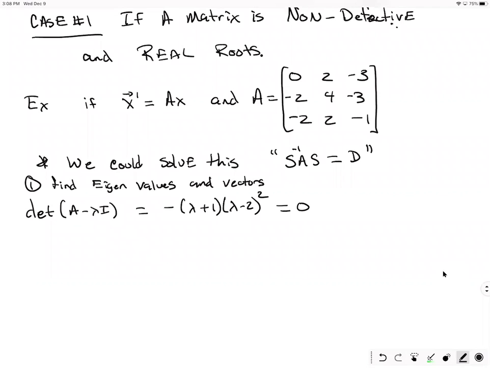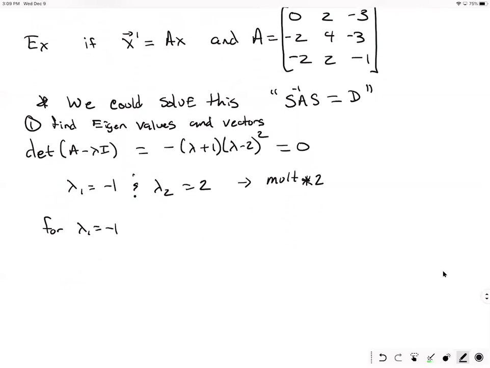In this case, it's minus times lambda plus 1 times the quantity lambda minus 2. So then lambda 1 equals minus 1, and lambda 2 equals 2 with a multiplicity of 2. So for lambda 1 equals minus 1, we would plug that back in and find the eigenvector, and I found that to be V1 equals 1, 1, 1.